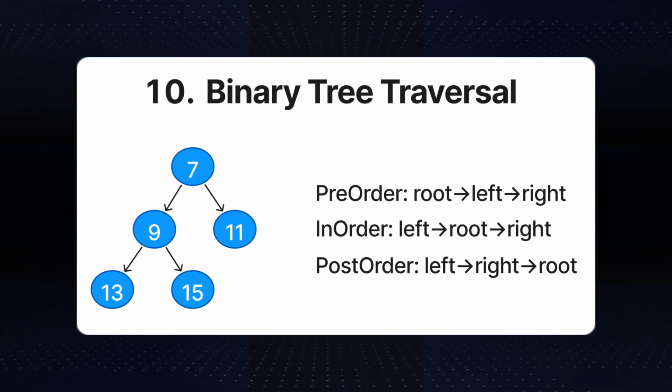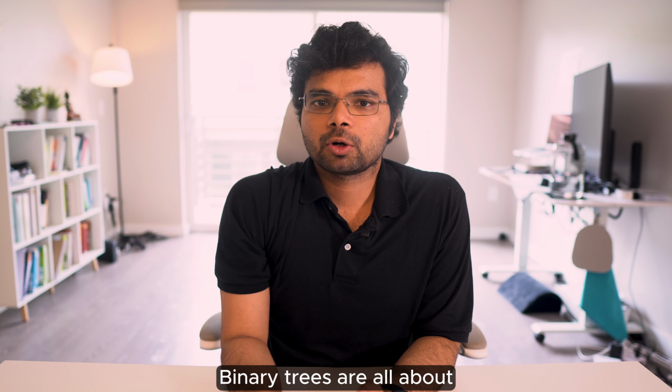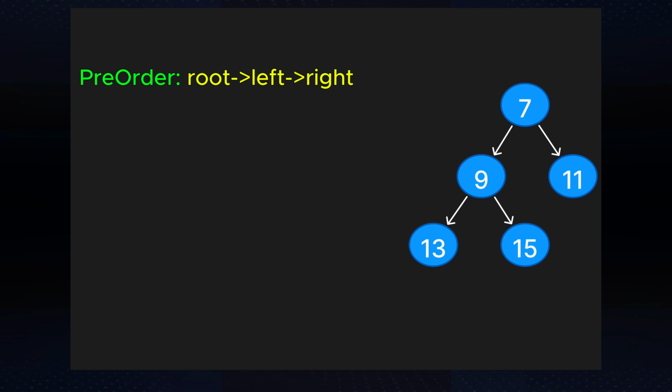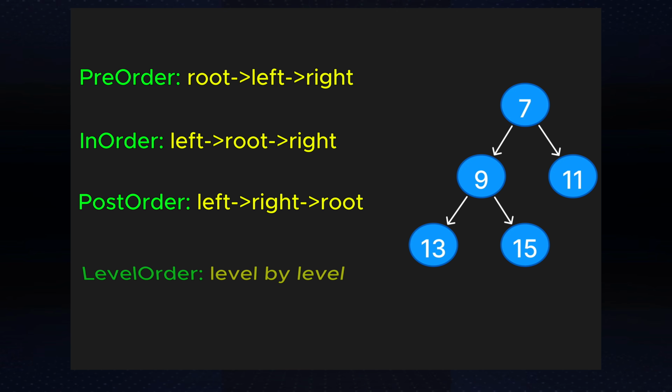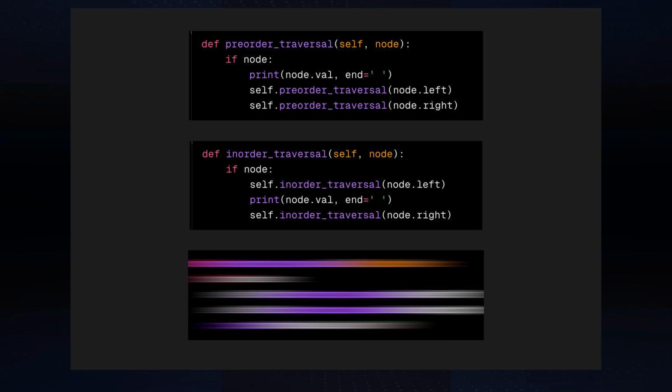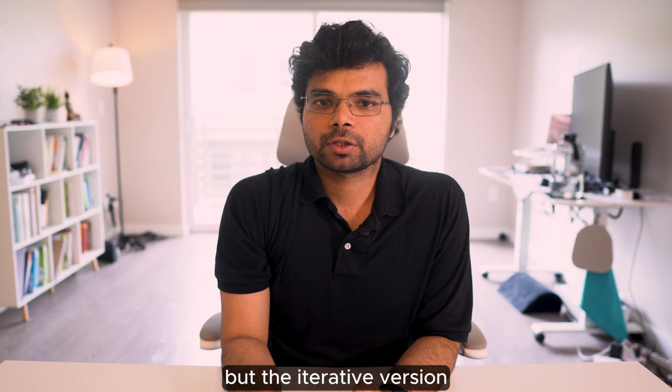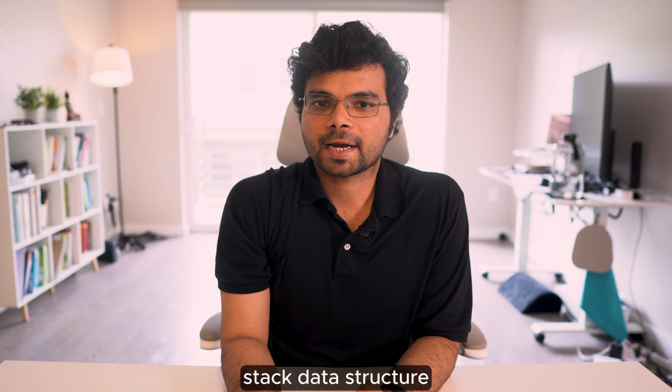Next pattern is binary tree traversal. Binary trees are all about traversing them in a specific order. The four popular ways to traverse a binary tree are pre-order, in-order, post-order, and level order. Implementing pre-order, in-order, and post-order traversal algorithms in code is pretty easy if you use recursion, but the iterative version is a bit more complex and requires using a stack data structure.